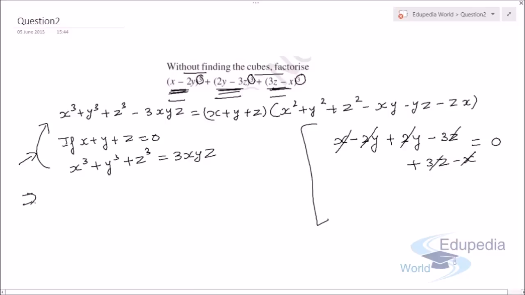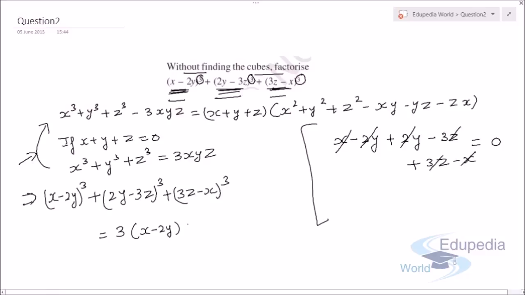So this implies x minus 2y whole cube plus 2y minus 3z whole cube plus 3z minus x whole cube can be written as 3 into x minus 2y into 2y minus 3z into 3z minus x. So this is how we can apply the special note of the identity to factorize the following question.